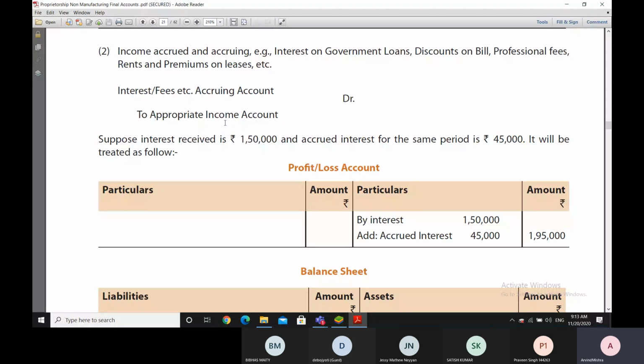And as far as this balance in the appropriate income account is concerned, appropriate income account means, for example, interest on government loan account or discount on bill account or professional fees account or rent received account, premium on leases received account. So all these accounts have been credited here. And to transfer these credits to the profit and loss account, we debit these accounts and we credit the profit and loss account with that amount. That is how this accrued interest can be transferred to the profit and loss account.